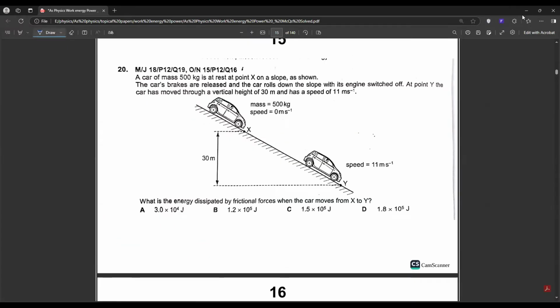Okay, let's see this. A car of mass 500 kg is at rest at point X on a slope, as shown. The car's brakes are released and the car rolls down the slope with its engine switched off.